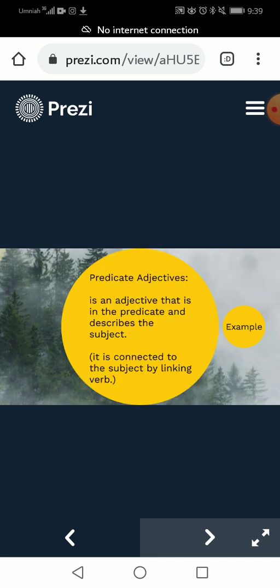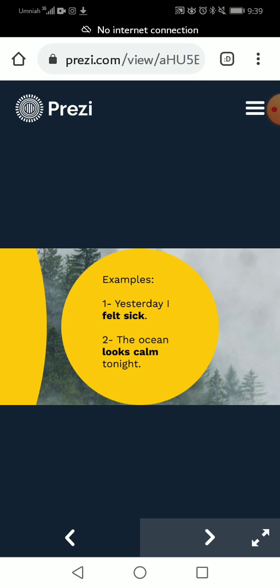Let's move to predicate adjectives. Now, a predicate adjective is an adjective that is in the predicate as well and describes the subject. It's connected to the subject by a linking verb as well. For example, yesterday I felt sick. Felt is a linking verb. After this linking verb, we have an adjective, which is sick. So sick here, this word is a predicate adjective.